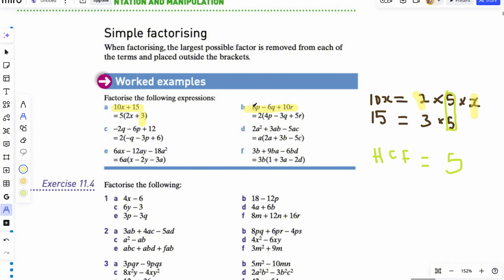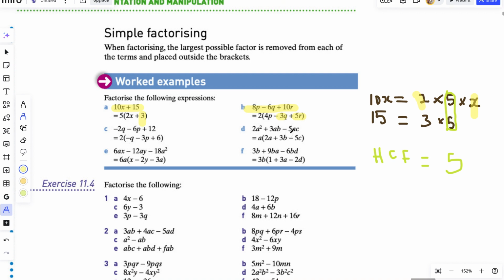Now you say 8P divided by 2, you get 4P. You write the 4P here. Then you put your minus, this negative. 6Q divided by 2, you always divide by the 2 that you factorize out, the number you factorize out. 6Q divided by 2, you get 3Q. 10R divided by 2, you get 5R. So that's all. Once you divide with the HCF, your job is done. Okay?